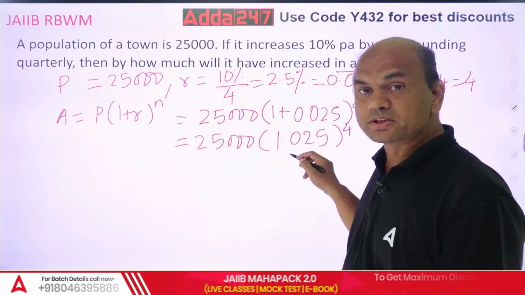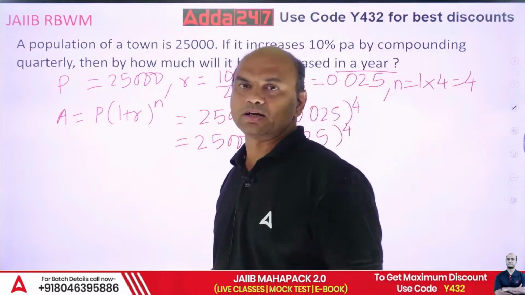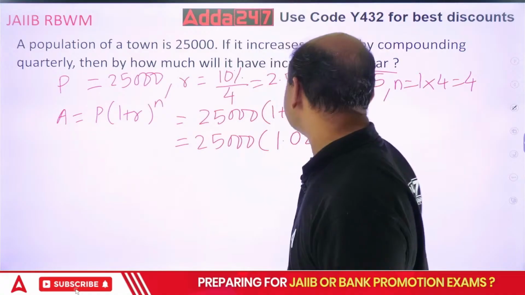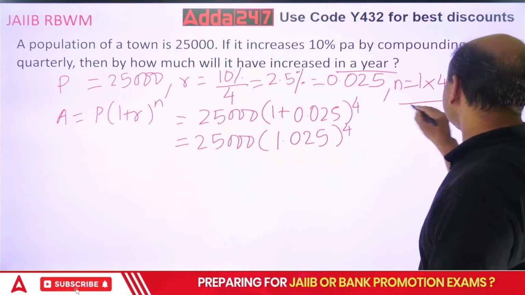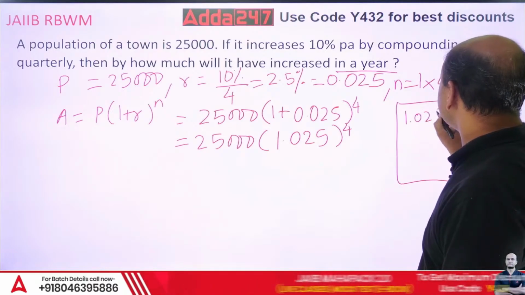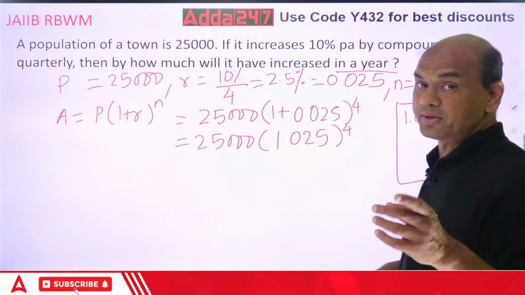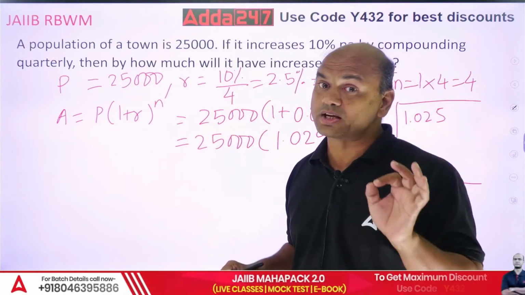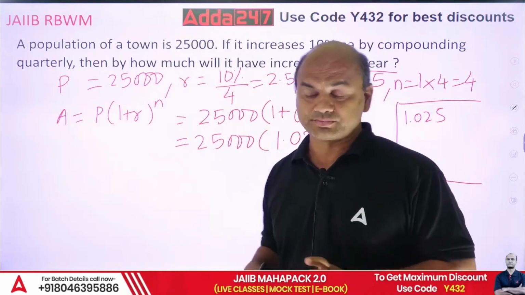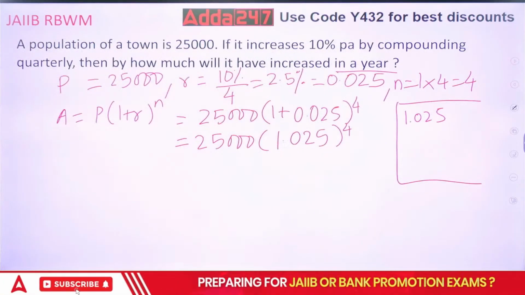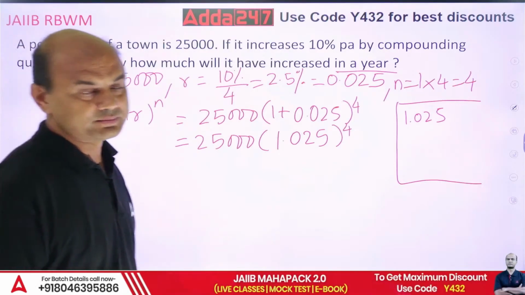Now what is 1.025 raised to 4? Do it on the calc. How to do this? I'll show it over here. I'm assuming you are having that normal black commercial calc. No scientific calcs are allowed in the exam. Kindly note, scientific calcs are not allowed in the exam.